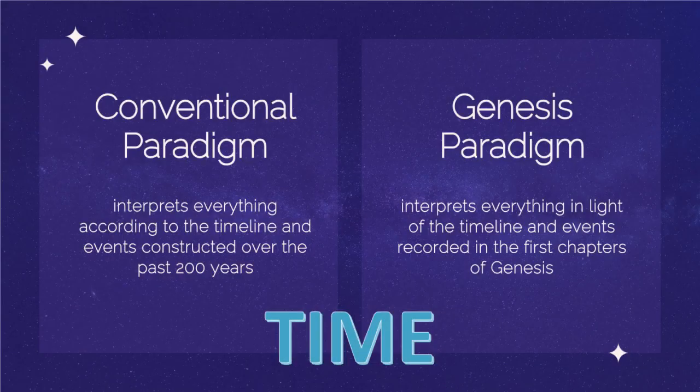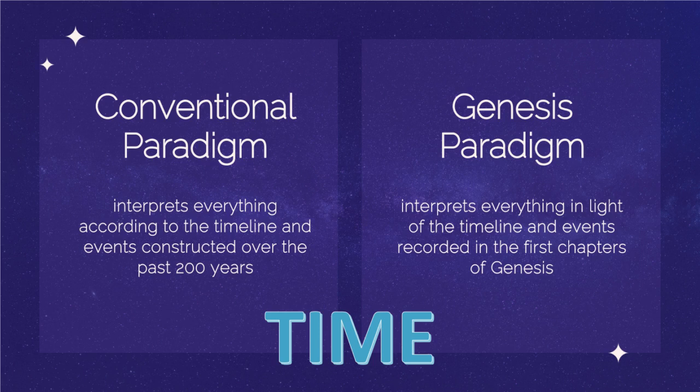There are two paradigms, or interpretive frameworks, used to interpret the world around us: the conventional paradigm and the historical Genesis paradigm. Each has a different view of how long the Earth has been here, including the origin of the rocks, animals, and stars. Each sees the same data, but interprets it according to different historical assumptions.